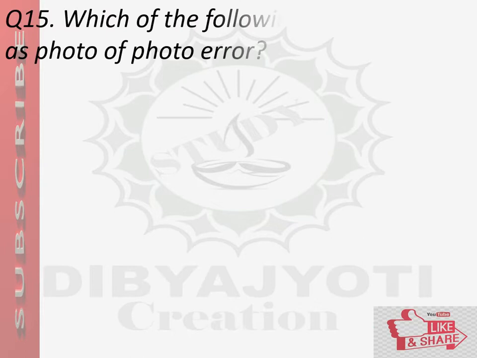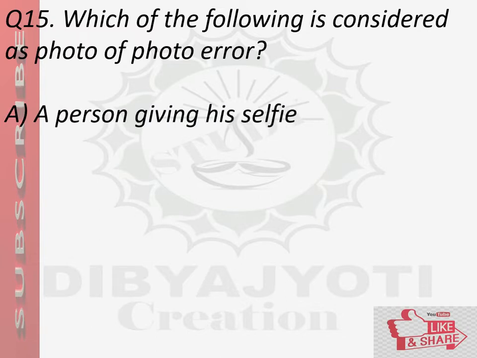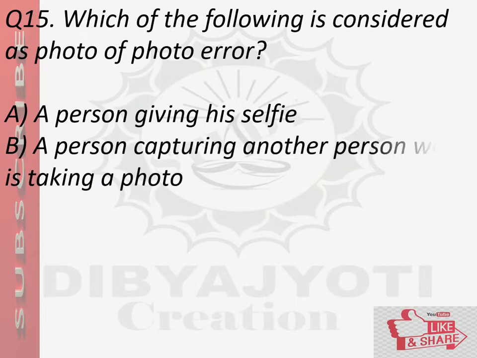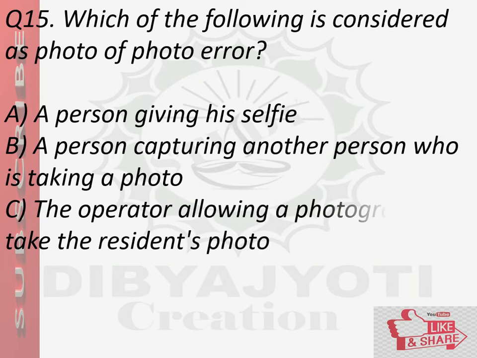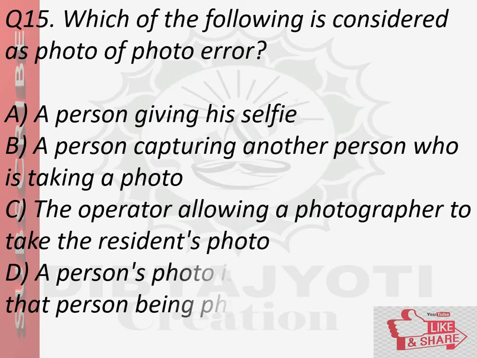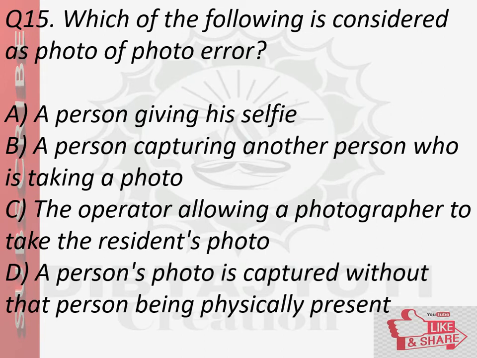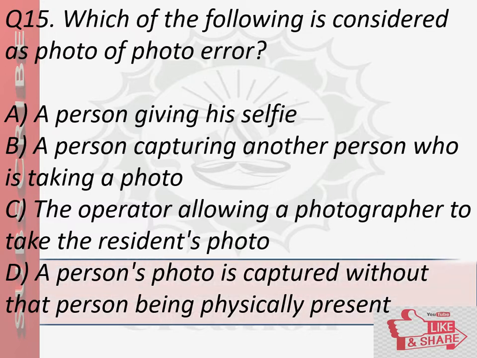Then next, which of the following is considered as photo of photo error? Options are option A, person giving his selfie, a person capturing another person who is taking a photo, the operator allowing a photographer to take the resident's photo, a person's photo is captured without that person being physically present. And answer is option A, person's photo is captured without that person being physically present.